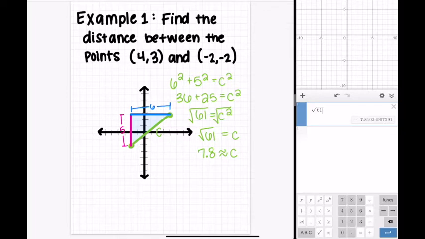Now, just a way to kind of double check yourself, remember that the hypotenuse is always the longest side. So I have 5, 6, and then 7.8, and 7.8 is the longest side.